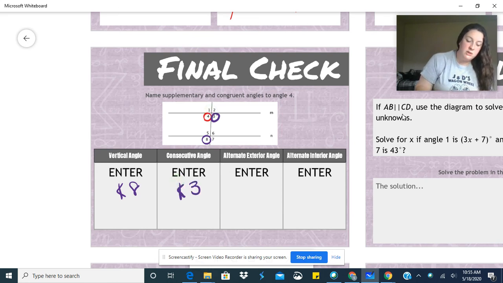Your alternate exterior angle, so the angle on the opposite side that's outside. Well, we can't have an exterior angle when our original angle is interior. So it does not apply, not applicable. And then your alternate interior angle would be angle 6.